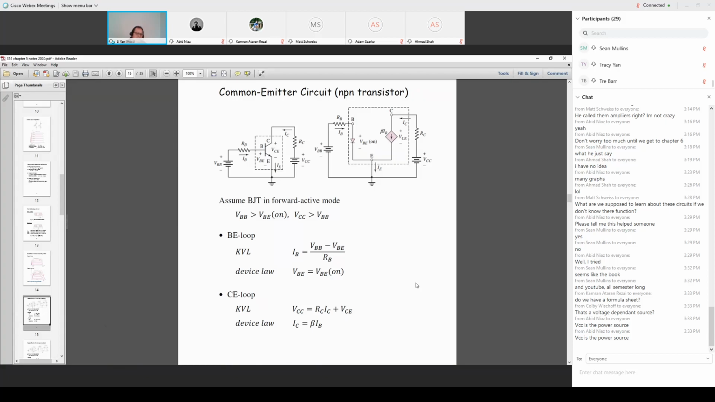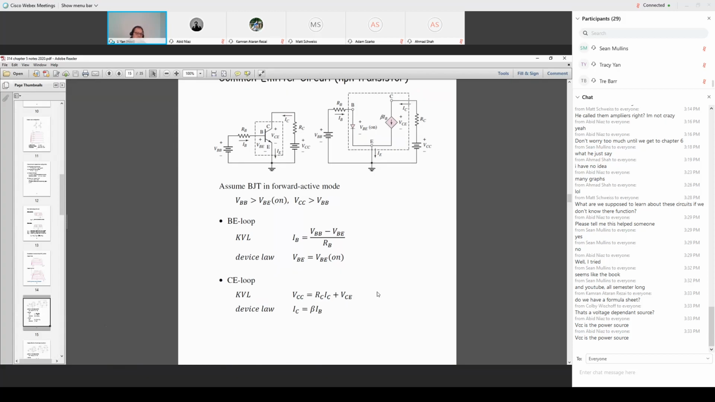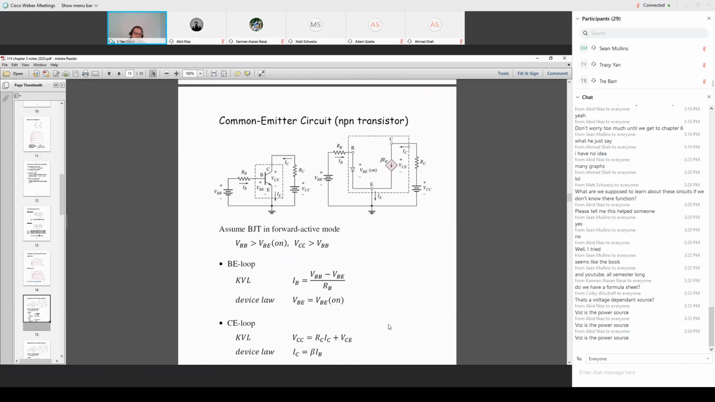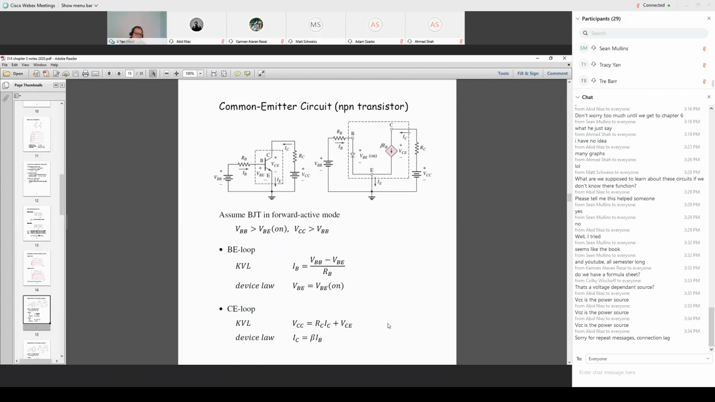Say the collector current is just equal to beta times the base current. And that property can be modeled by a dependent current source. We're modeling the transistor behavior. We are not putting an actual current source in the circuitry. Again, it's still the modeling of the transistor behavior. Did I answer your question?